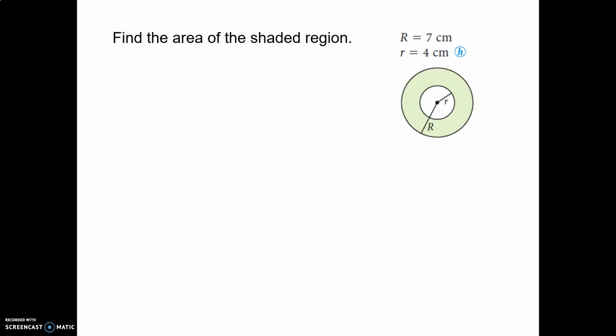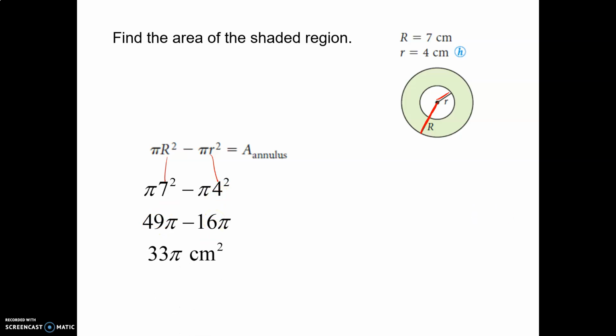The first one is pretty straightforward. Find the area of the shaded region. Capital R goes from here to here, that's 7, and small r goes from here to here, that is 4. So we write down the area, which we should always do. We always should write down the formulas that we're going to use. So here's the area of an annulus formula. And now I substitute in the stuff I know. Capital R is 7, little r is 4. 7 times 7 is 49, 4 times 4 is 16. 49 pi minus 16 pi is 33 pi. This is in centimeters, and it's area, so it'd be square centimeters.